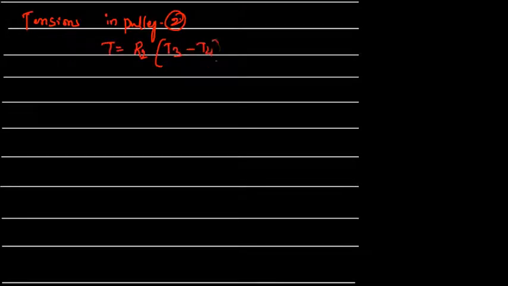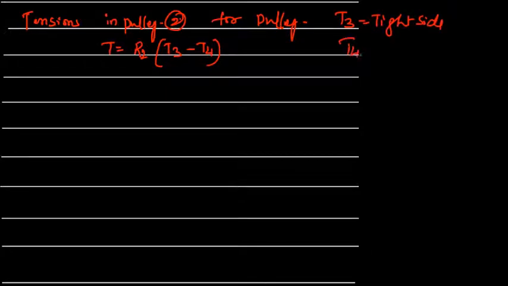Similarly calculate tensions in pulley 2. Okay, so we'll go for the same equation. So now T equal to R2 in bracket, let us go for T3 minus T4 for your clarification purpose. Now for pulley 2, let us consider T3 equal to on tight side, and T4 equal to on slack side.